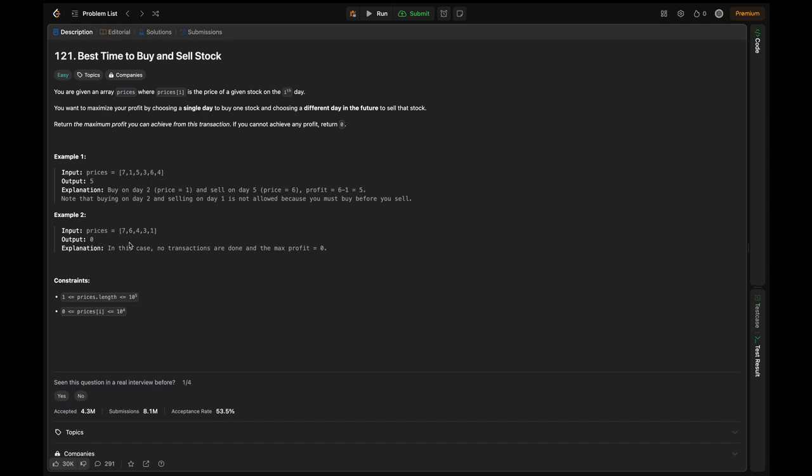In example 2 there is no profit, because in this case there's a decreasing graph, right? So no transaction can be done, so the maximum profit is 0. So let's go into the approach to solve this.